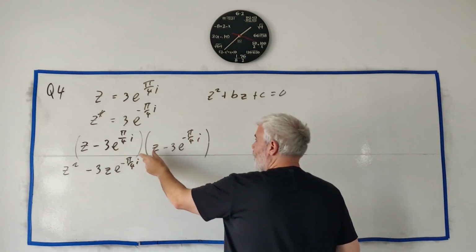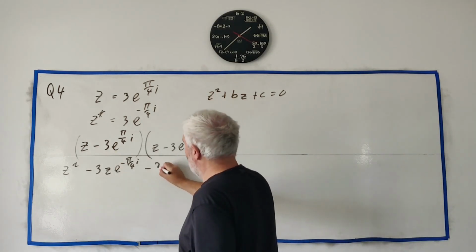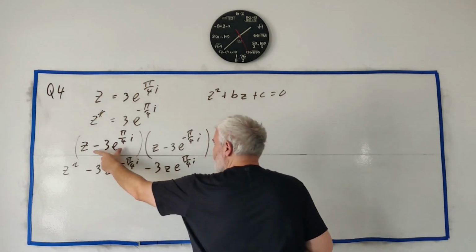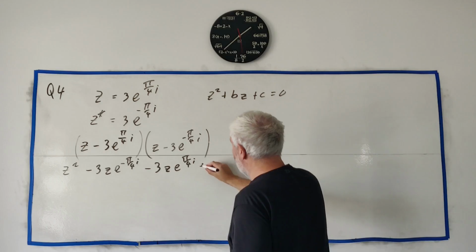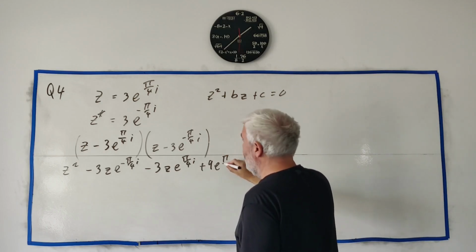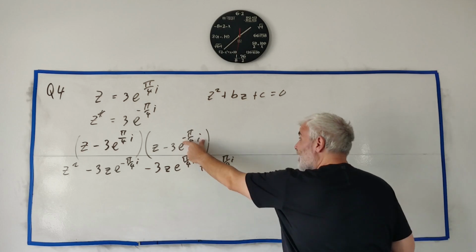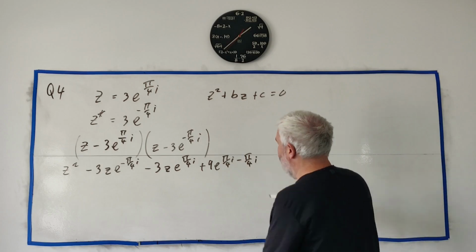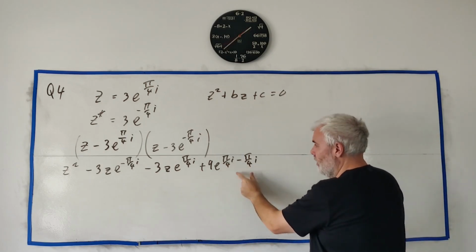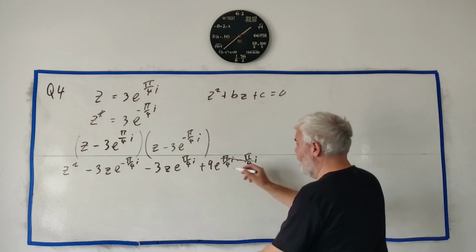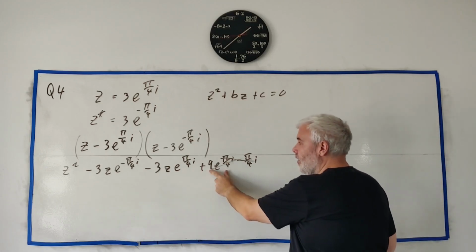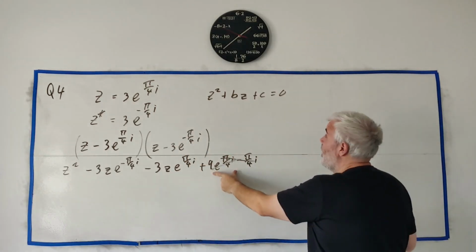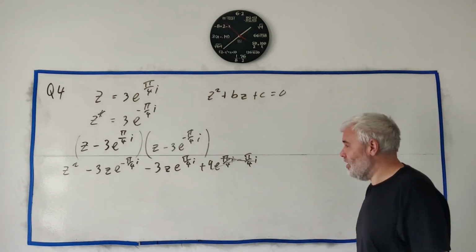Minus 3, this term by this z, we get minus 3z e to the plus pi over 4i. And then finally, minus by minus, we get plus 9 e to the pi over 4i. We're multiplying them now, so we just add the exponents, which is minus pi over 4i. These add together to get 0. They cancel. E to the power of 0 is just 1, and we're left with 9. So we have z squared, terms with z, and 9. So I already know c is 9, which I knew was the answer.